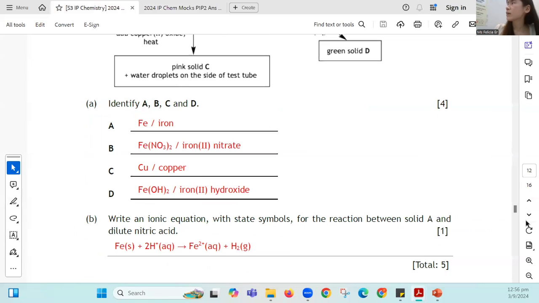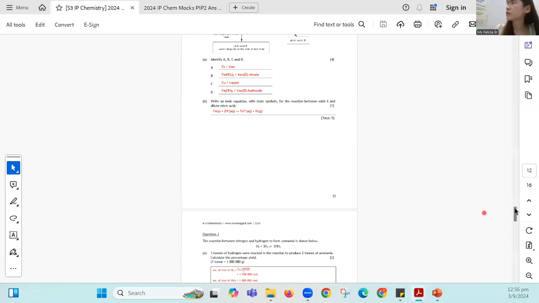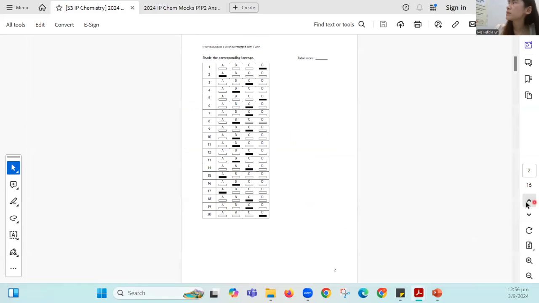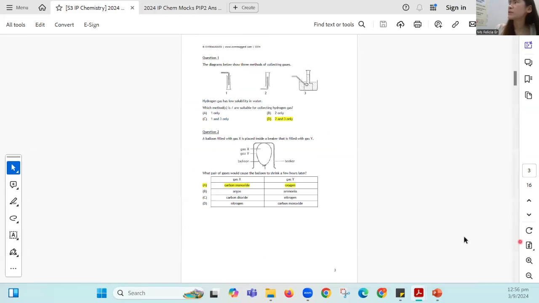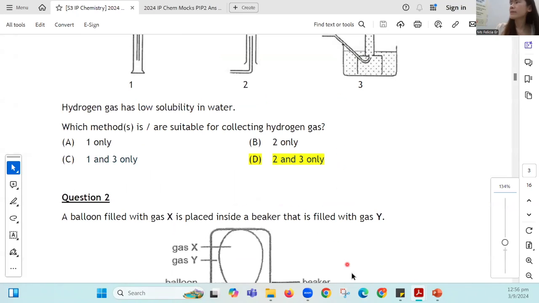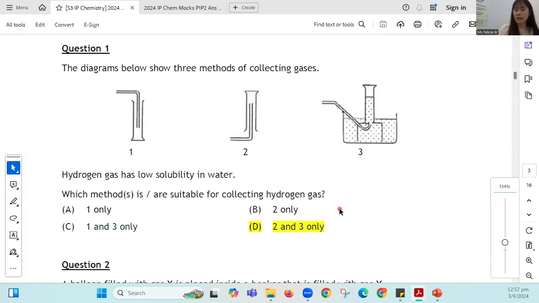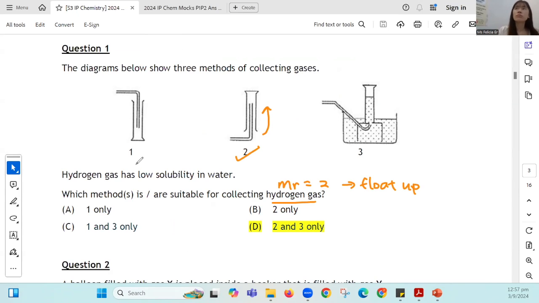So we start off with the first page of the MCQ. For this page, anyone need me to go through any of the questions? Question 1, they're asking which method is suitable to collect hydrogen gas. You should know that hydrogen's mass is very small. The Mr is only 2, so obviously it would float up. That's why you choose option 2.